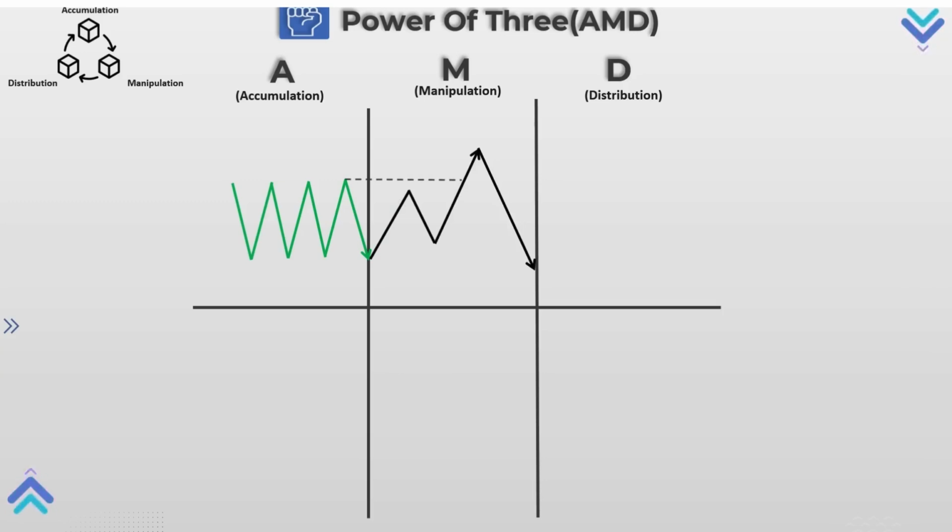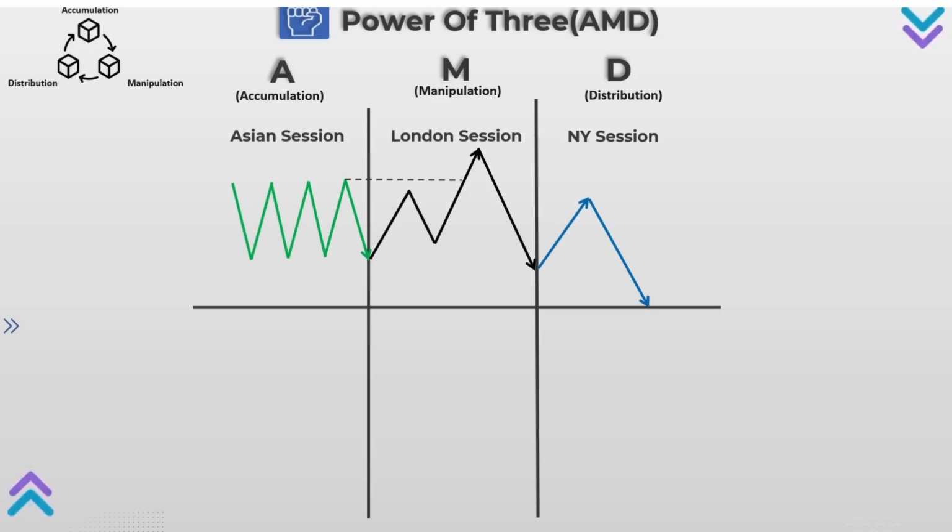Basically, the price goes through an accumulation phase, which is essentially a period of consolidation where the price moves sideways. Then, it manipulates by taking out liquidity. And finally, it distributes within the range that the manipulation created. This is where you should start looking for the typical AMD: the Asian session, the London session, and the New York session. If the Asian session has accumulated, you'd typically expect the London session to manipulate and then the New York session to distribute.